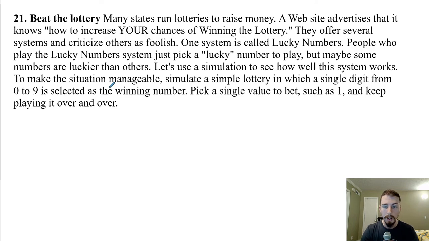Okay, let's use a simulation to see how well the system works. So to make this situation manageable, simulate a simple lottery in which a single digit from 0 to 9 is selected. So 10 digits from 0 to 9 is selected for the winning number. Place a single value to bet, such as 1, and keep playing it over and over again. So I want you to pick your numbers, whatever lucky number you want. It doesn't matter, just as long as it's from 0 to 9. And then I want you to use the random numbers to simulate it and see how you did.